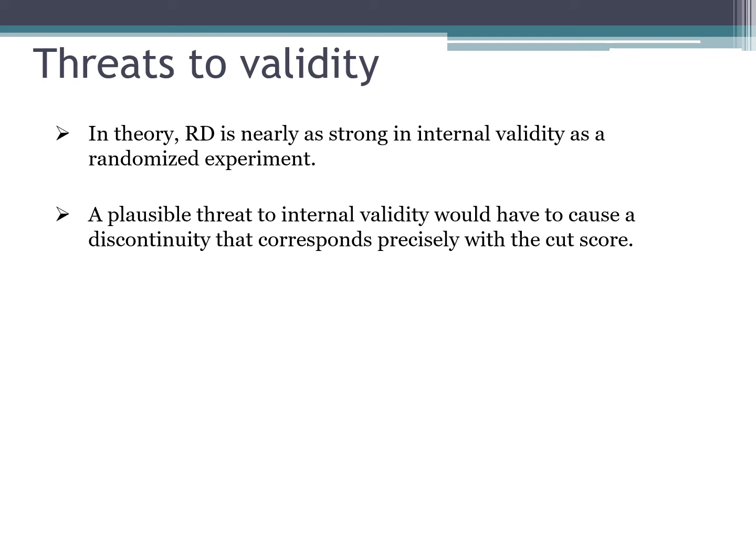But the other plausible threat to internal validity would have to be something that can cause that discontinuity that corresponds precisely with the cut score. It's similar, again, to interrupted time series, where we've said, well, that one major threat, probably the number one threat to validity, is that something else happened at the same time as our intervention that then will look like it's caused by the intervention, but was actually caused by something else.